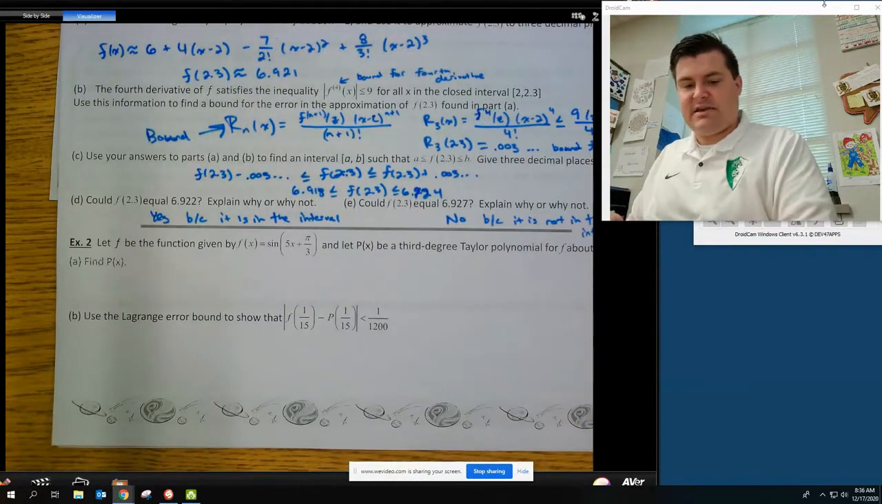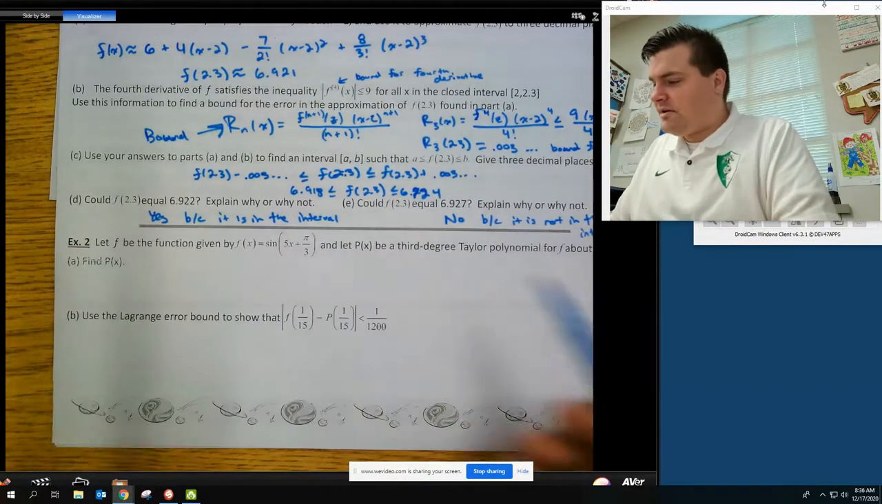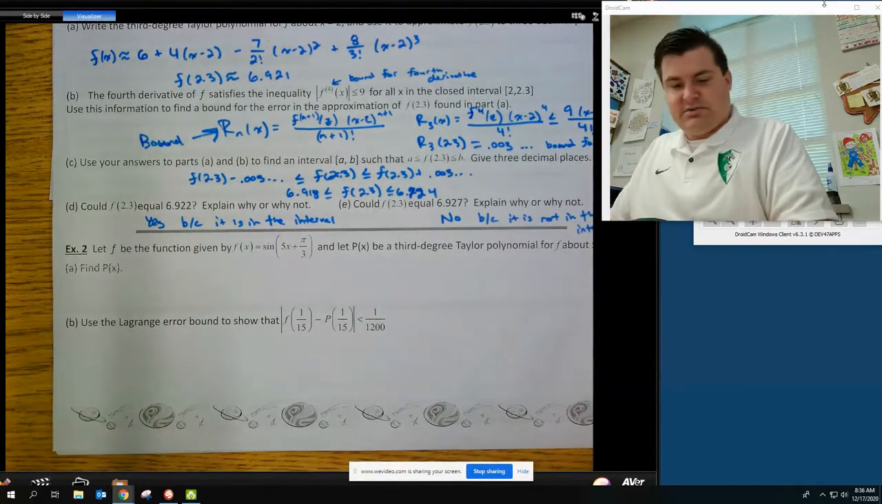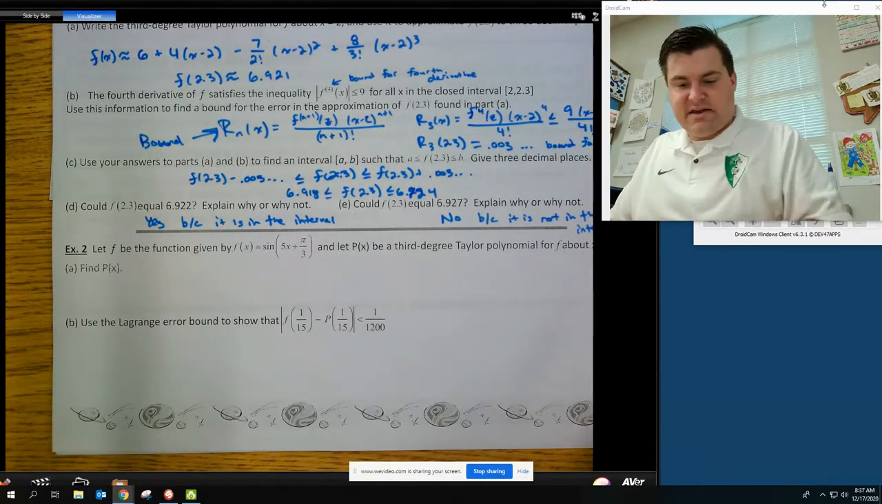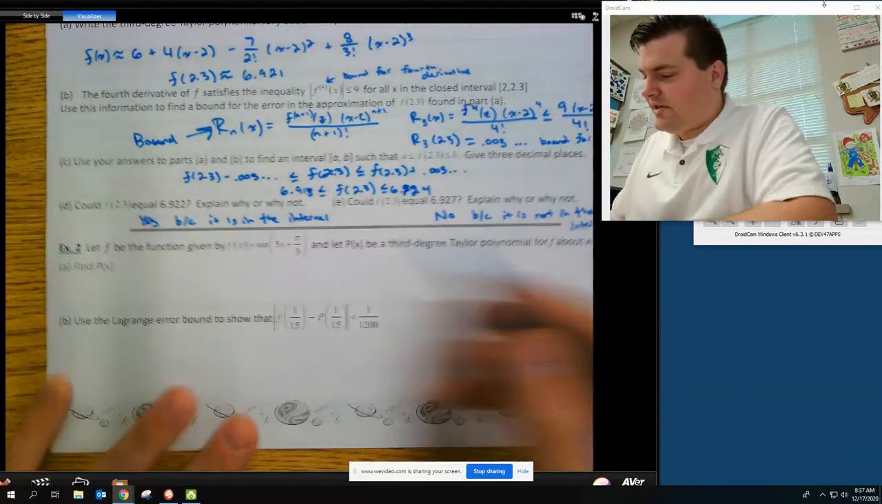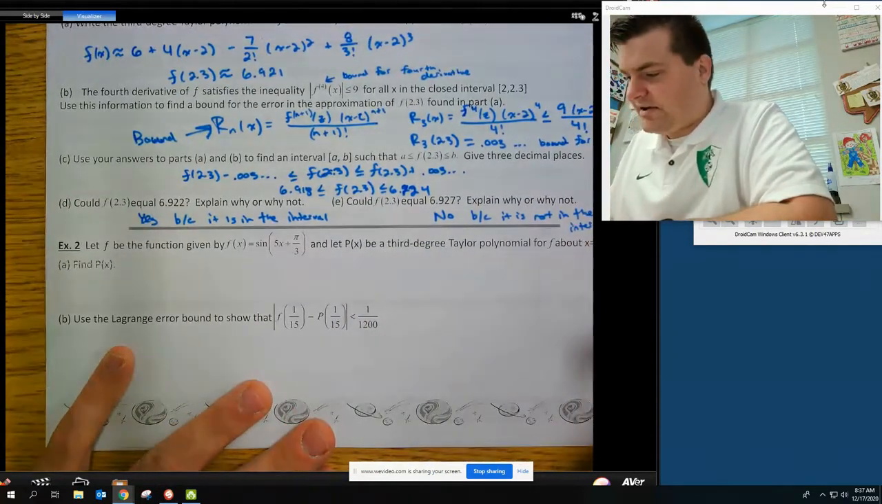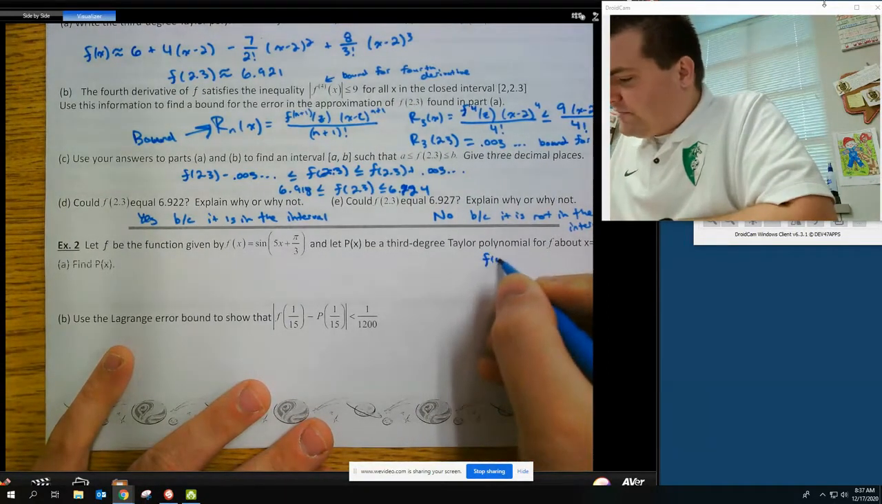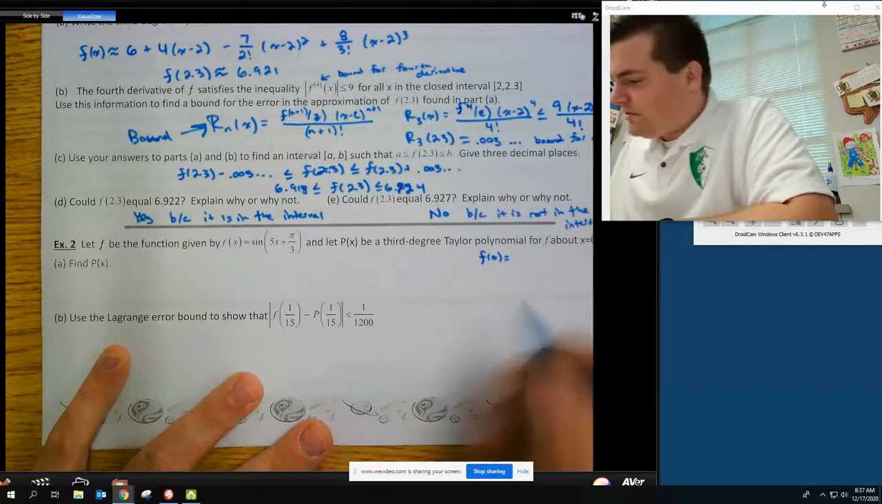All right, so let f be a function given by this right here, and let p be the third degree polynomial about x equals 0. So let's go ahead and find p of x. So what you have to do here is find, so it's centered at 0, so you need to find f of 0. If I plug in a 0 here, I'm going to get root 3 over 2.